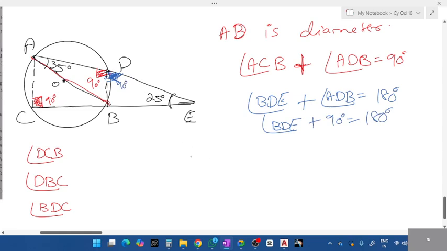So look at the next triangle, students. Look at this triangle DBE. We have 25, we have 90. Find the value of the other angle in the triangle. This one.